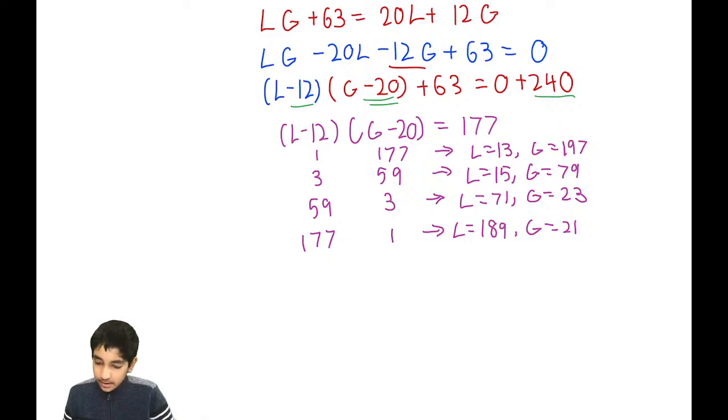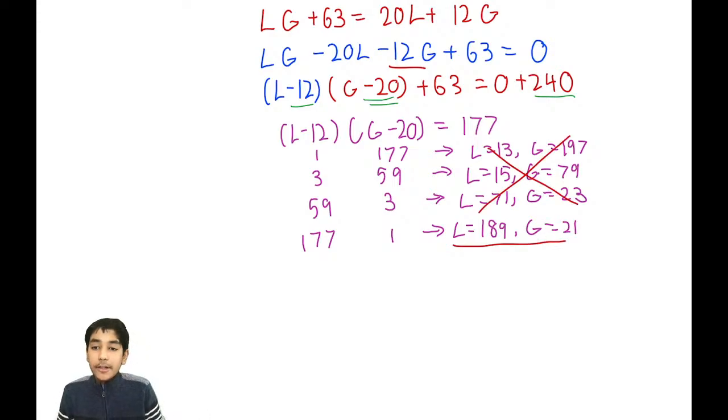Basically, the idea here is that the LCM has to be a multiple of the GCD, because the GCD of a number has to be a factor of the LCM, since the GCD contains the common factors and the LCM contains all the factors. So the LCM has to be a multiple of the GCD. So from here, we can see that the only case that will work is this last case. All these three cases won't work, since in these three cases, the LCM is not a multiple of the GCD.